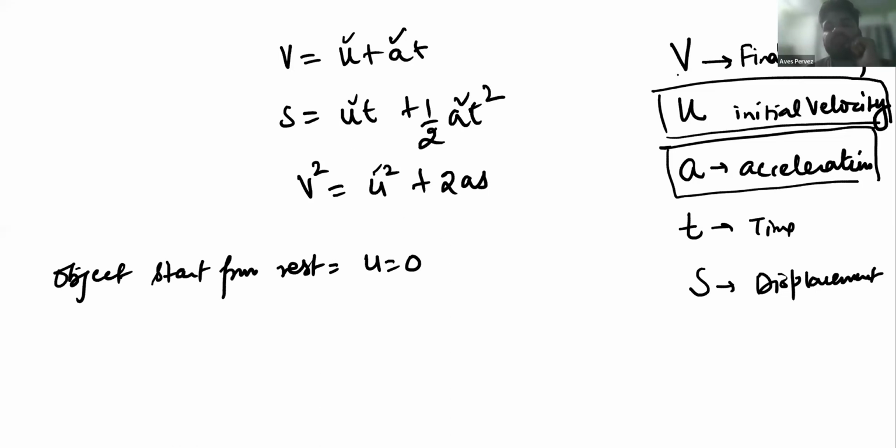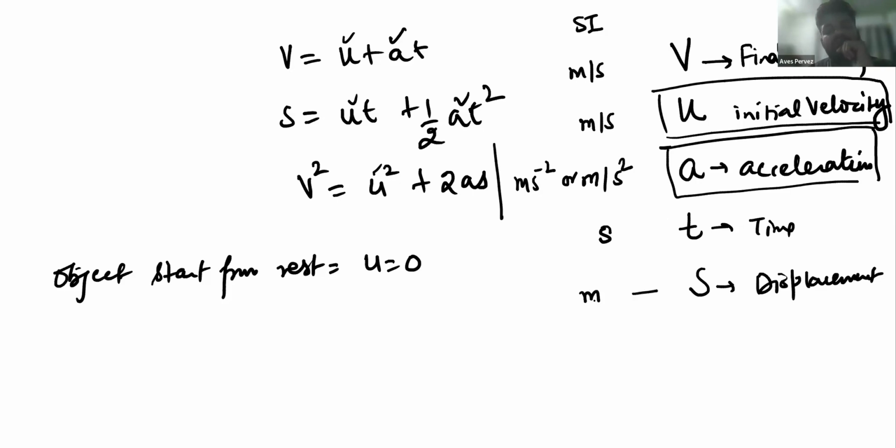First of all, let's talk about the standard SI units. What is the SI unit of v? Meters per second. U? Meters per second. And a? Meters per second square, which can also be written as meter per second square. And time? Seconds. And displacement? Meters. So these are the standard units, dear students.